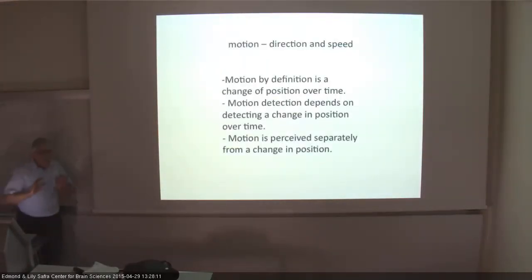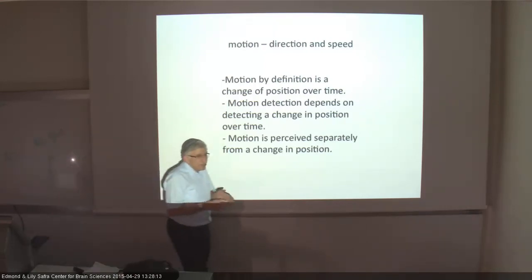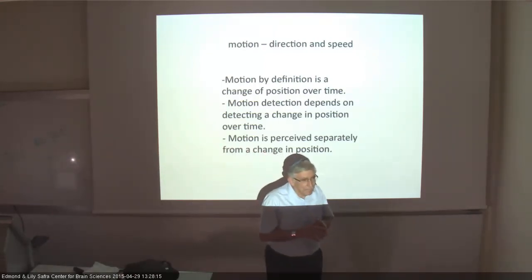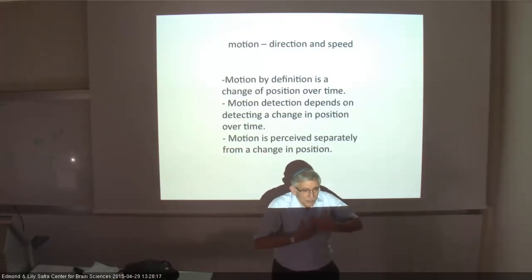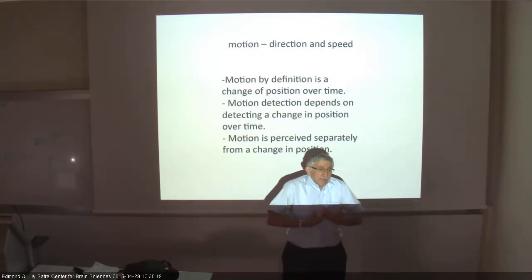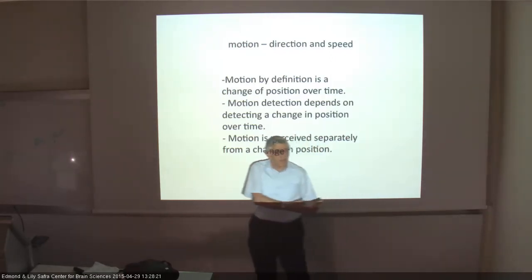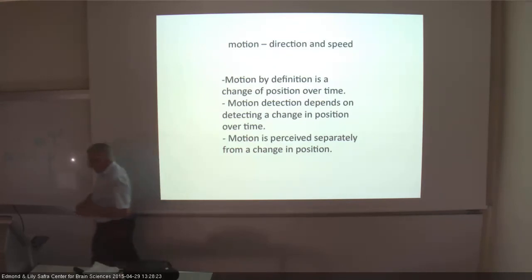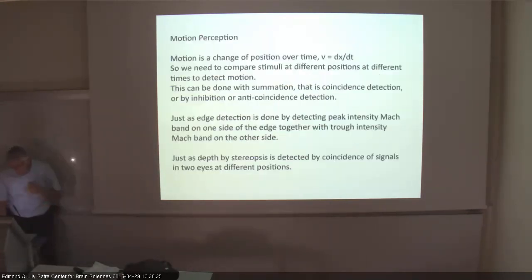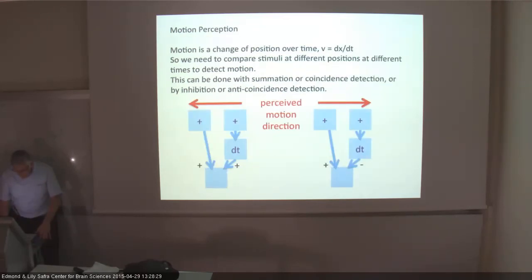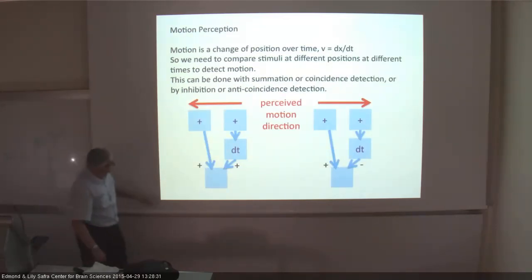So, motion is by definition a change of position with time, but yet we are able to have a percept, a feeling that we're seeing motion without seeing a change of position. Okay? So, how do we do it?